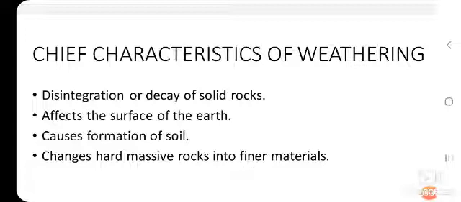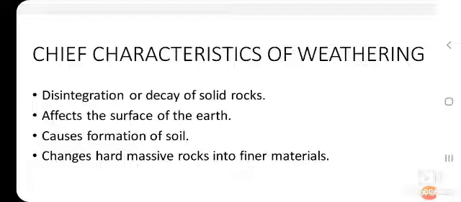And weathering involves not one but several processes to cause disintegration of rocks. Weathering changes hard massive rocks into finer materials also, and it also prepares rock materials for transportation by agents of gradation. So the important characteristics of weathering are the disintegration or decay of solid rocks, and it affects the surface of the earth, and it causes formation of soil, and it changes hard massive rocks into finer materials.